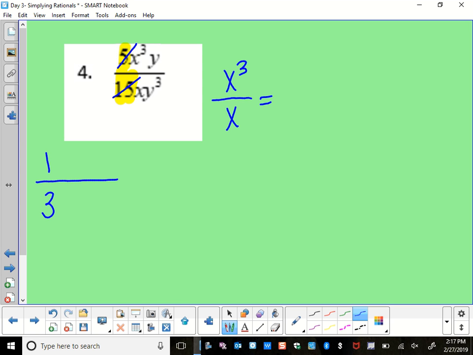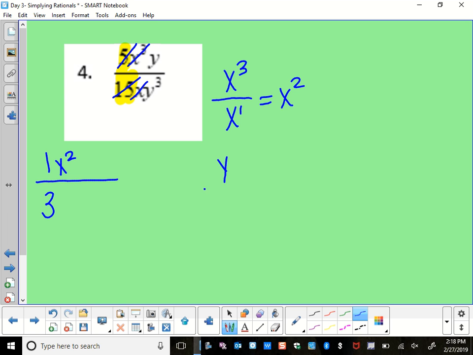When I have the same x that is being divided, my bases are being divided, I subtract my exponents. So 3 minus 1 is x squared. Will that go on the top or the bottom? It will be on the top, because my 3 is larger, and we put it wherever the larger exponent is. So we're done with that.